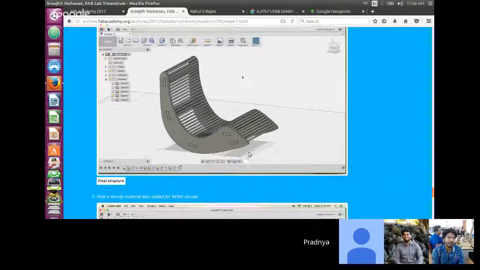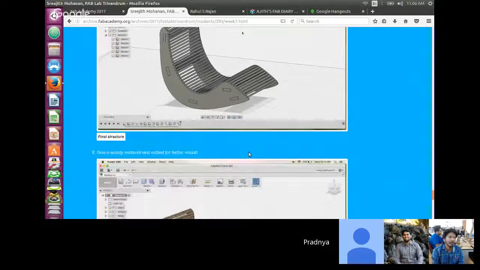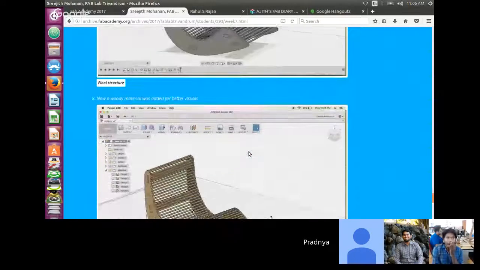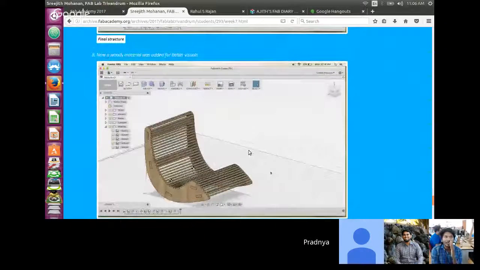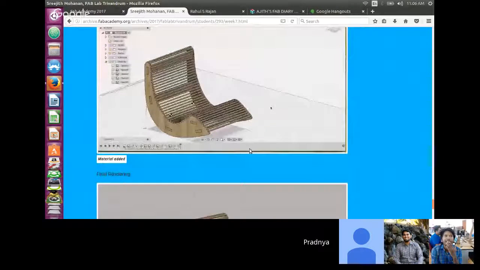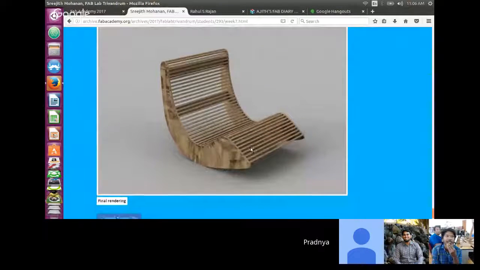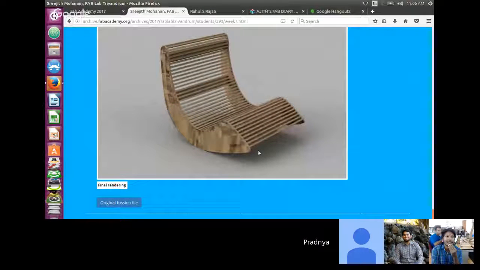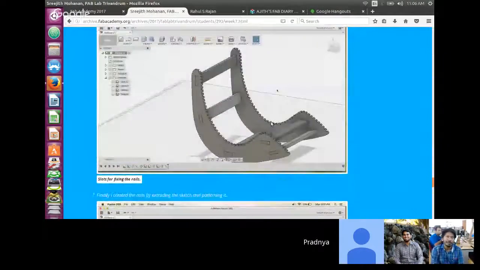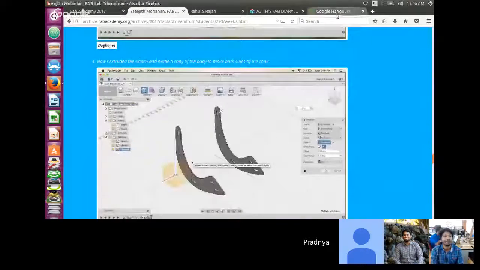That is the model I made, and I've not cut it out yet. I'm waiting because the flexure is going to take a very long time, so I wanted others to complete so that it doesn't disturb their projects. That is the stage: I've made everything and I'm ready to cut it out.